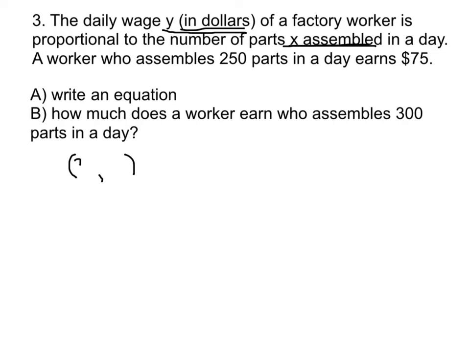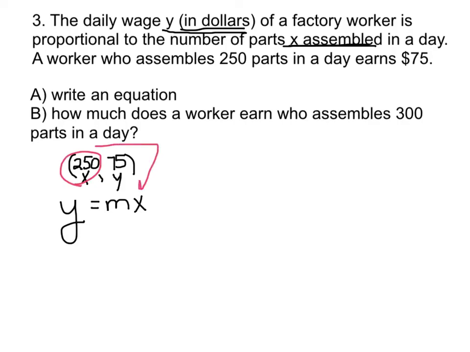So x is the number of parts, which is 250. y is dollars, which is 75. This is your x, this is your y. I now use my equation, y equals mx. I have to find m. So I take the x value, and I plug it in for x. I take the y value, I plug it in for y. My equation would be 75 equals m times 250, or 250m. Now I have to get rid of my times 250 by dividing by 250.